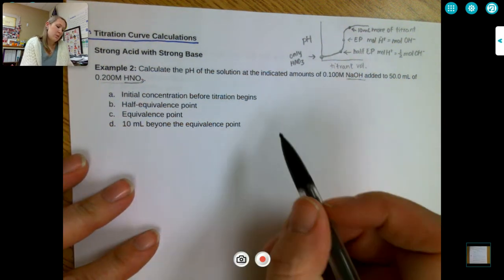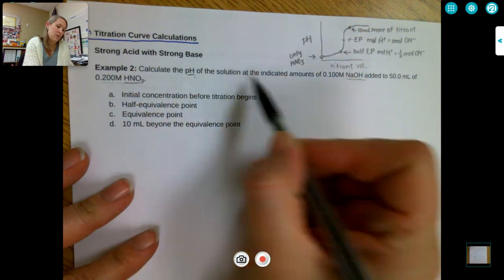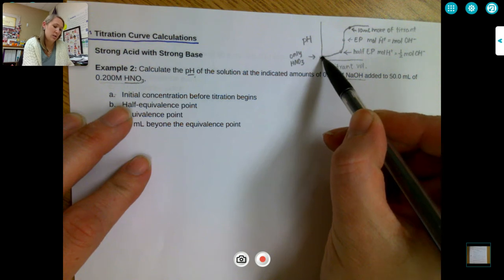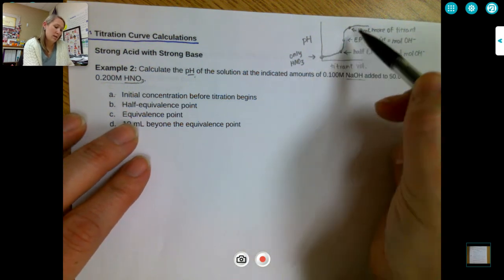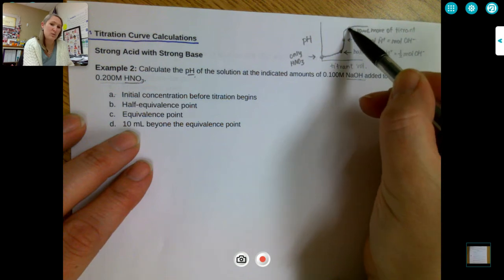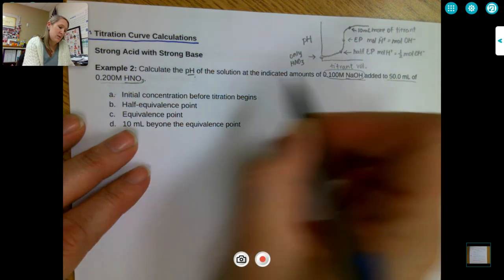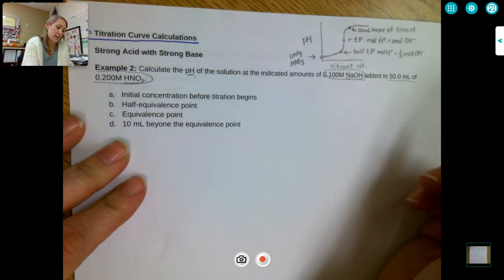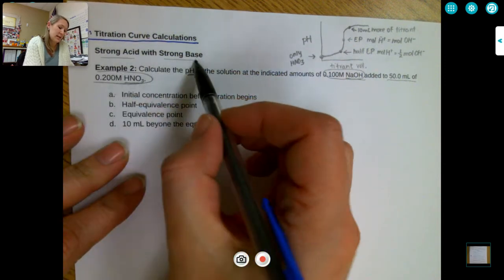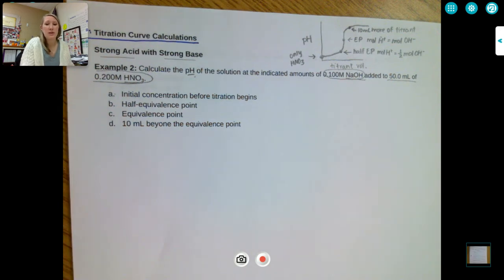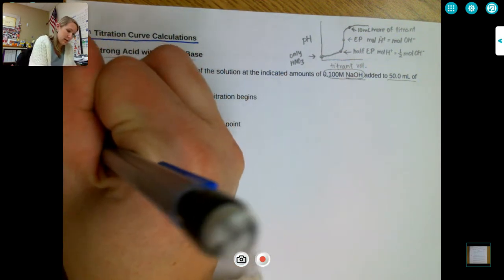So for this one, we are looking at the pH of the solutions at the indicated amounts A, B, C, and D, which is what we just talked about: our initial concentration before the titration, our half equivalence point, our equivalence point, and then 10 mLs past our equivalence point, if I have sodium hydroxide and 50 mLs of 0.2 molar nitric acid. So in this case, we've got a strong acid with a strong base. In each of these, we want to find pH. So if we want to find pH, that means we need to find hydrogen ion concentration in all of our different situations. So let's start with A.